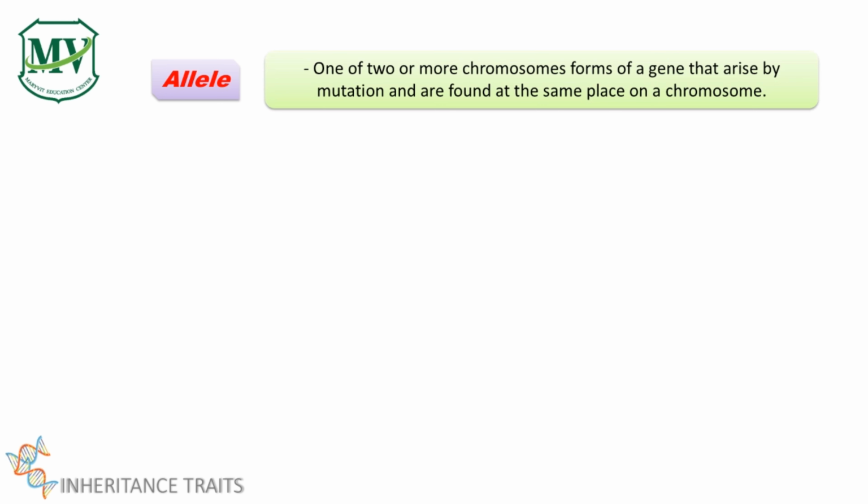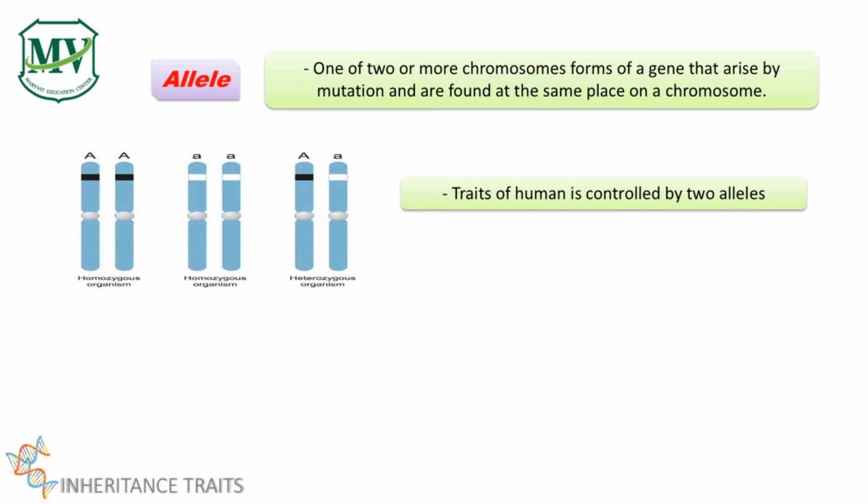Now, let us go deeper into alleles. An allele controls the traits of an individual. Each trait consists of two alleles. It is either a dominant allele or a recessive allele.